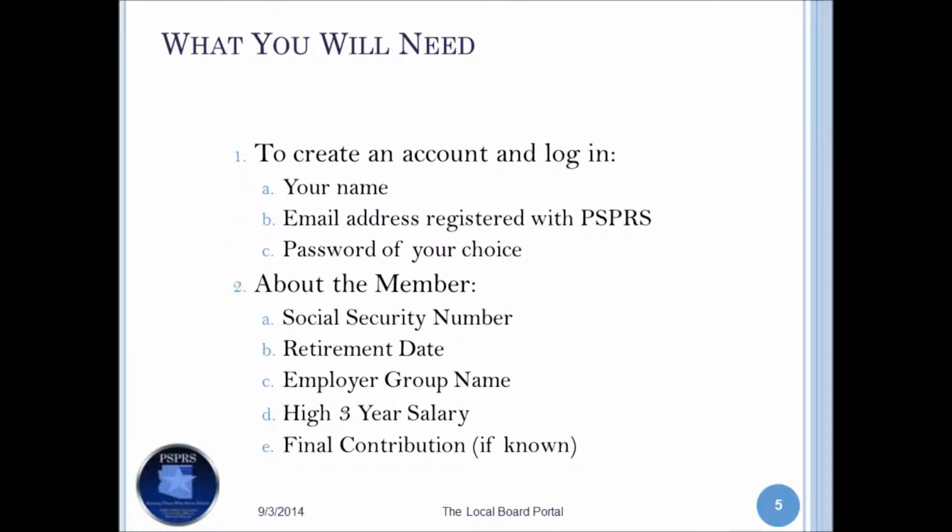To create an account, you simply log in with your name, your email address, and register with PSPRS. You can choose your own password. What you need to know about the member is his Social Security number, the date he may be looking at retirement, the employer group, in other words who you're working for, the employer group name, and the high 3-year salary and the final contribution. All of this information is going to come out on this local board portal website, so you can then transfer the data into the actual spreadsheet that we just looked at.